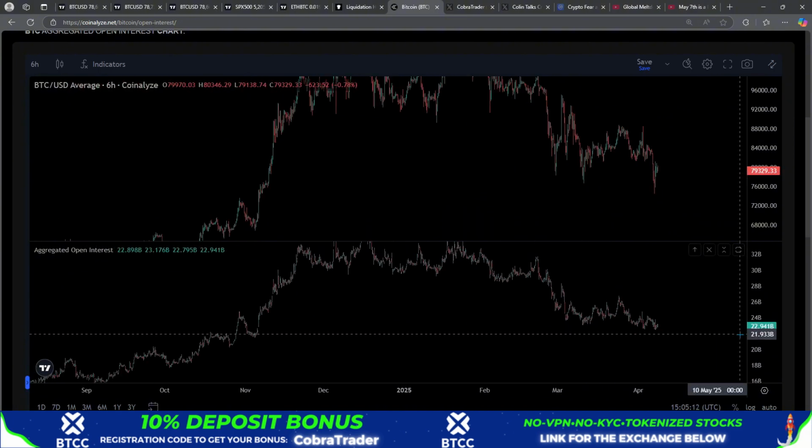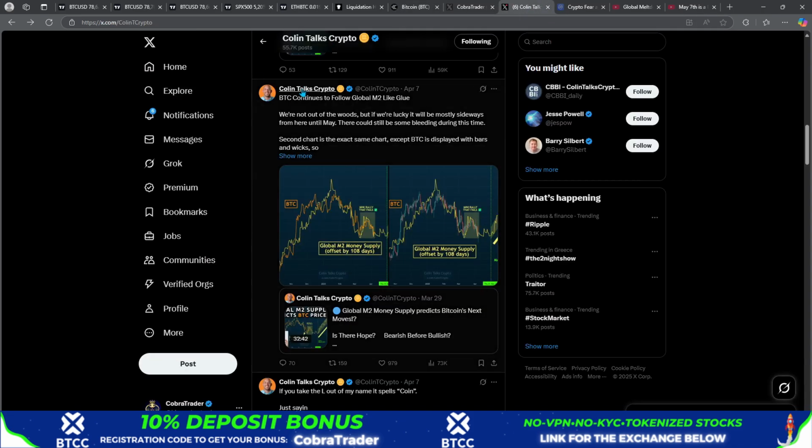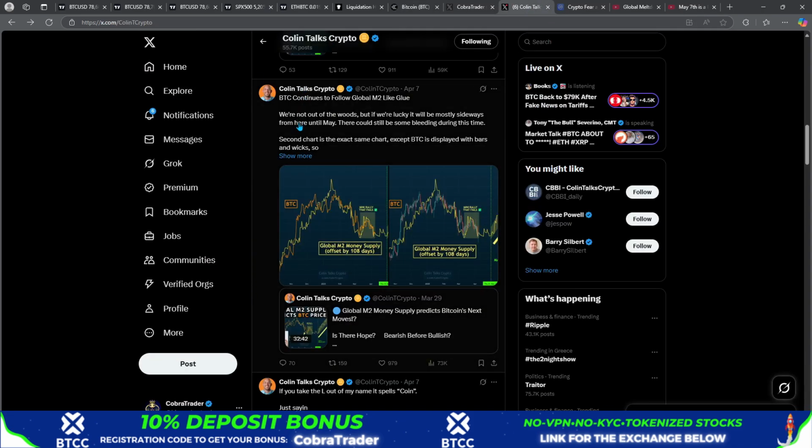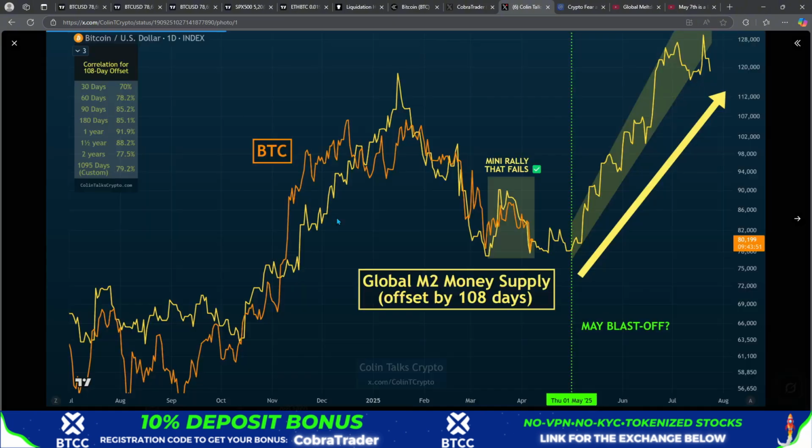So open interest is still looking good here, in my opinion. Then we'll also look at this chart here, shout out to Colin Talks Crypto. He's been talking about how the M2 money supply is highly correlated with Bitcoin. He's been diving deeper into this, basically saying if you offset the M2 money supply by about 108 days, especially lately, we can see how Bitcoin here in orange compared to the M2 money supply are nicely correlated.